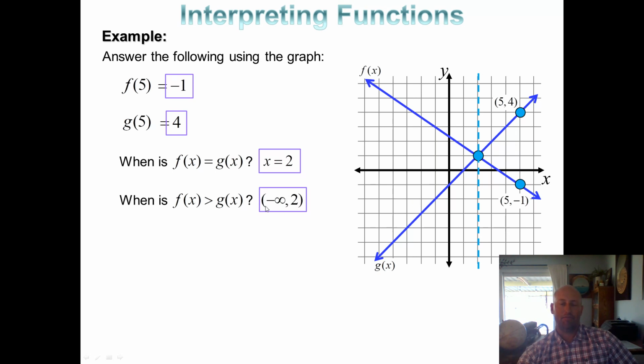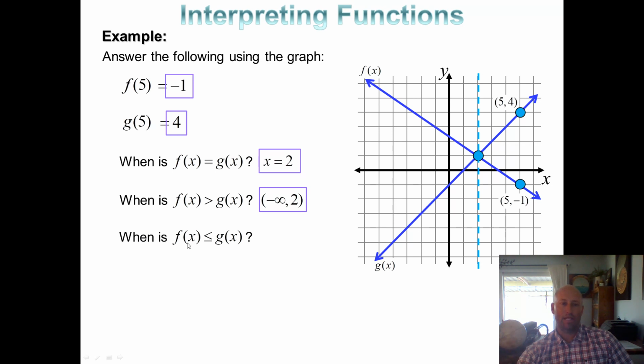Now, the thing is with infinity, you're always going to use a parenthesis because you can't include infinity because you'll never get there. So you would use a parenthesis and not a bracket. And the reason why we used a parenthesis on 2 is because there's no equals to here. If there was a greater than or equals to, then this would have been a bracket.